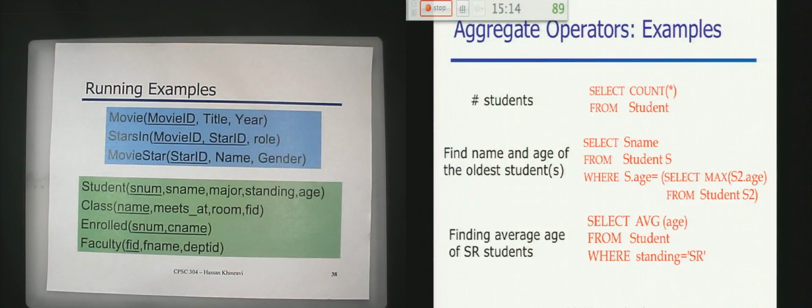Alright, now let's find the average age of our senior students, where their standing is senior. I can have a where clause where I'm just getting those people whose standing is senior, and then I have an aggregate which is going over only those people.